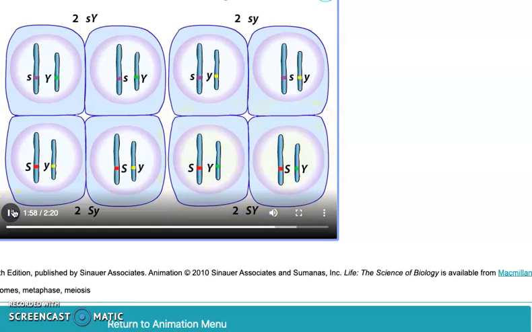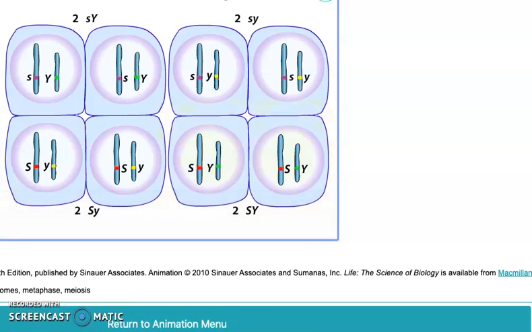Because there are equal numbers of genotypes, we can say that the alleles of the S and Y genes assort independently during meiosis. Note that alleles of different genes always sort independently if the genes reside on different chromosomes, but not necessarily if they reside on the same chromosome.